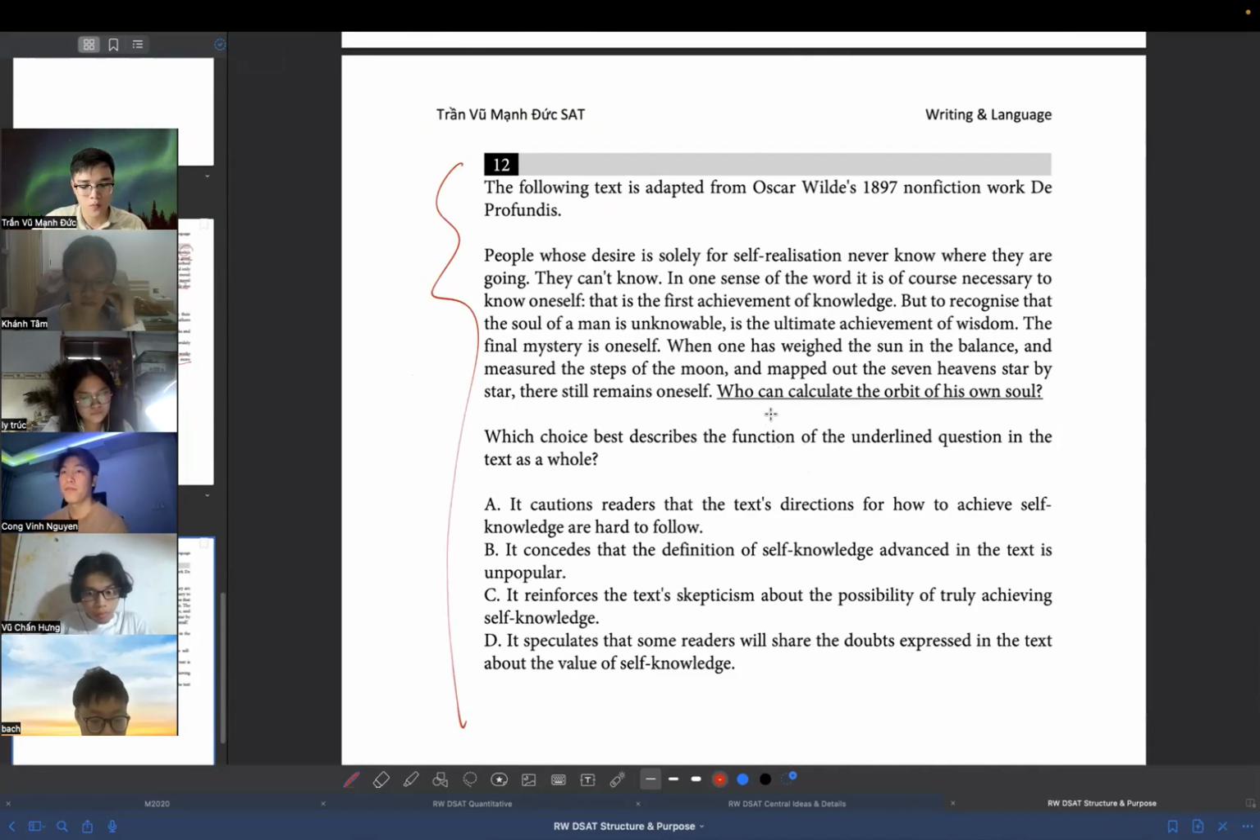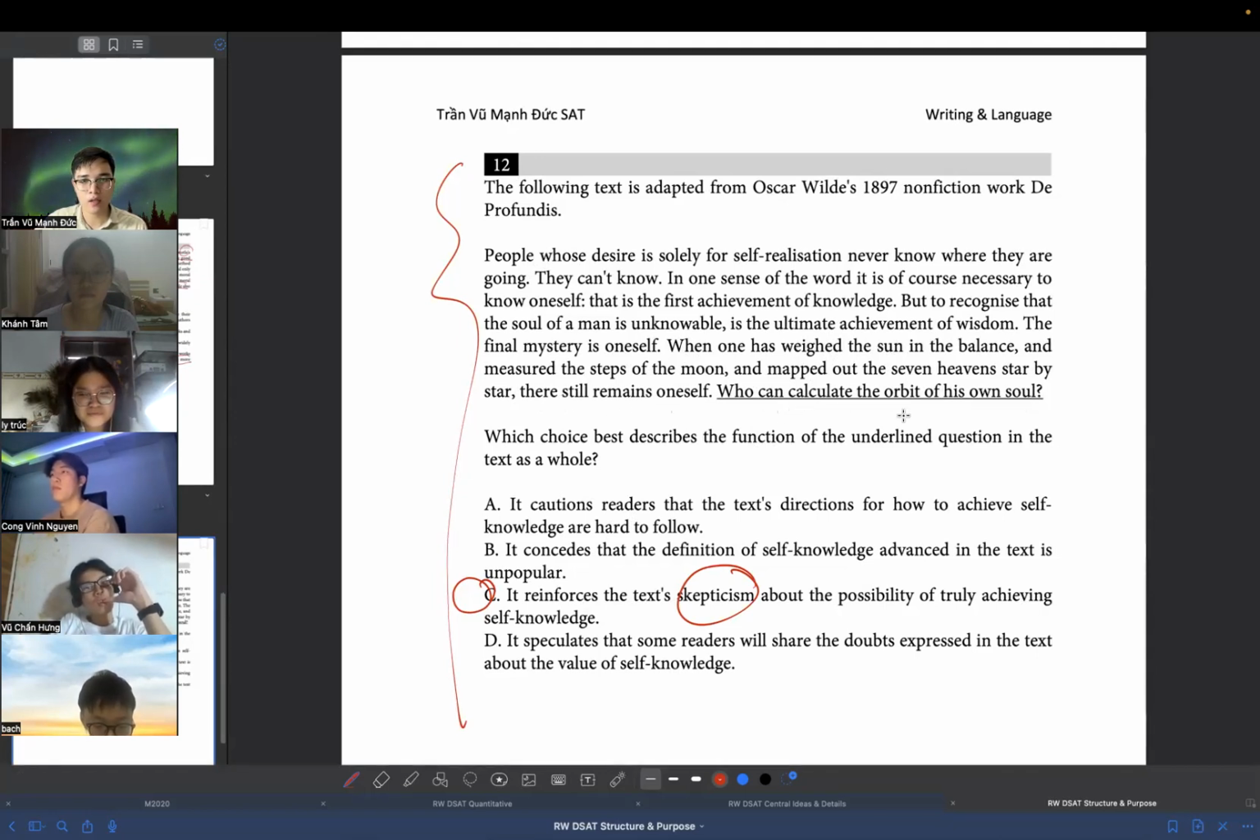C. It reinforces the text's skepticism about the possibility of truly achieving self-knowledge. "Who can calculate the orbit of his own soul? When one had weighed the sun in the balance and measured the steps of the moon and mapped out the seven heavens star by star, there still remains oneself."